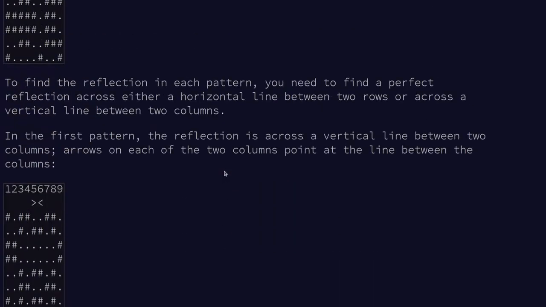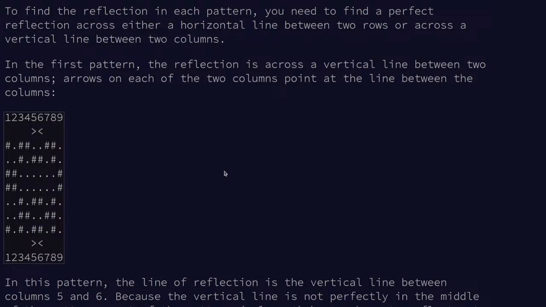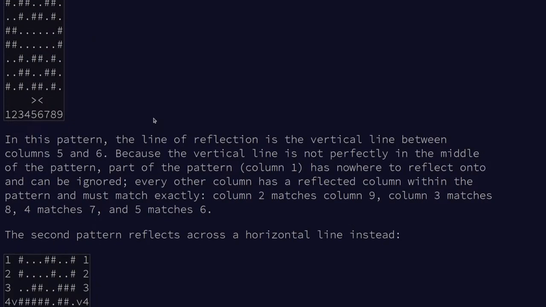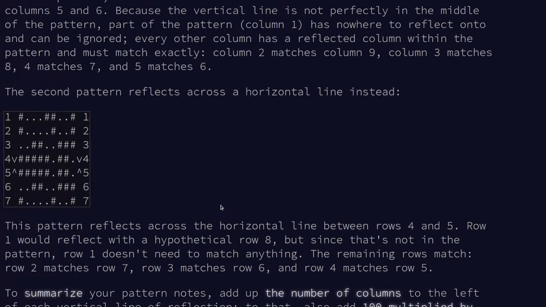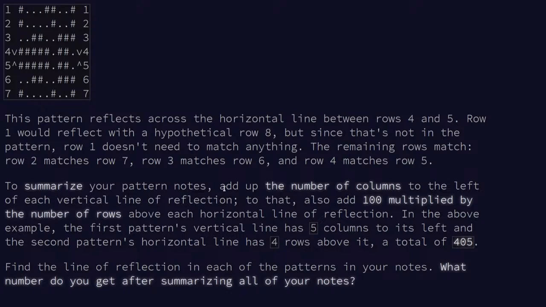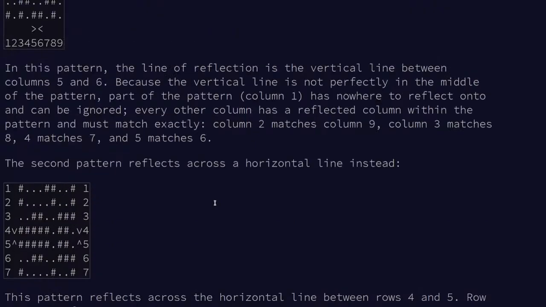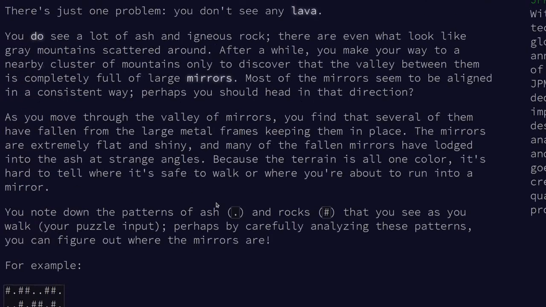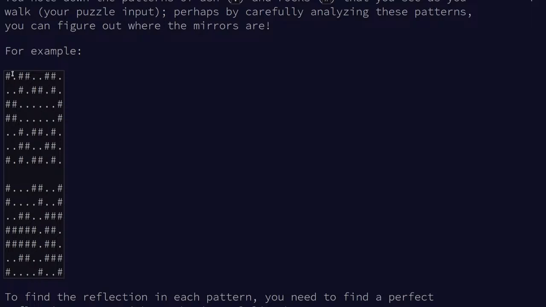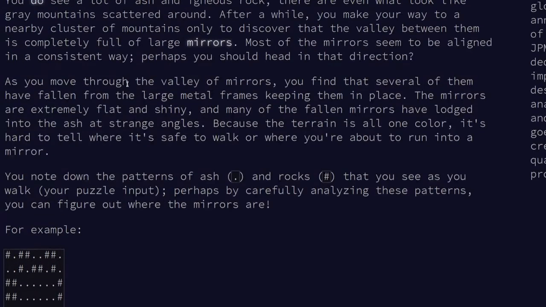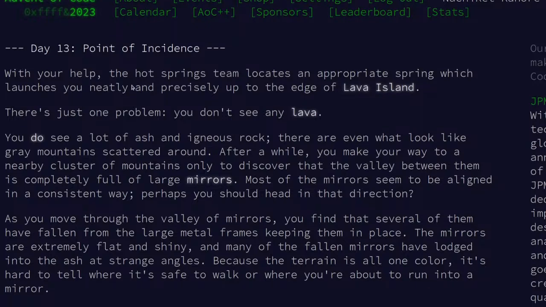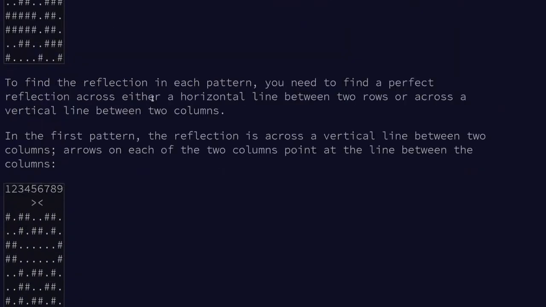One more thing that I need to check is, do we have to do this for all vertical lines or is it anything constrained? Doesn't need to match anything. To summarize your pattern notes, add up the number of columns to the left of each vertical line of reflection, right? So it must be between non-empty grids, right? Find the reflection in between.